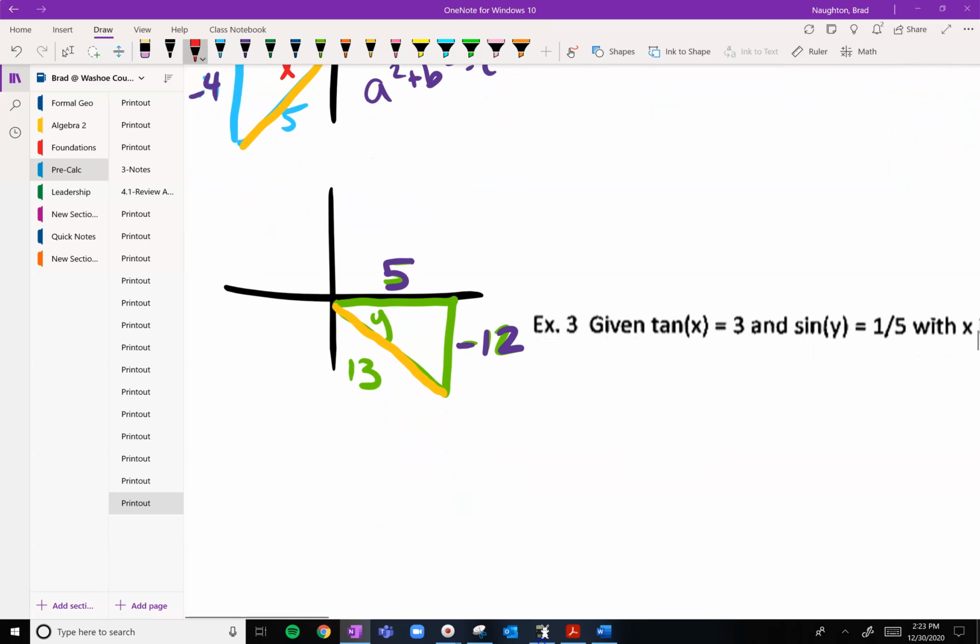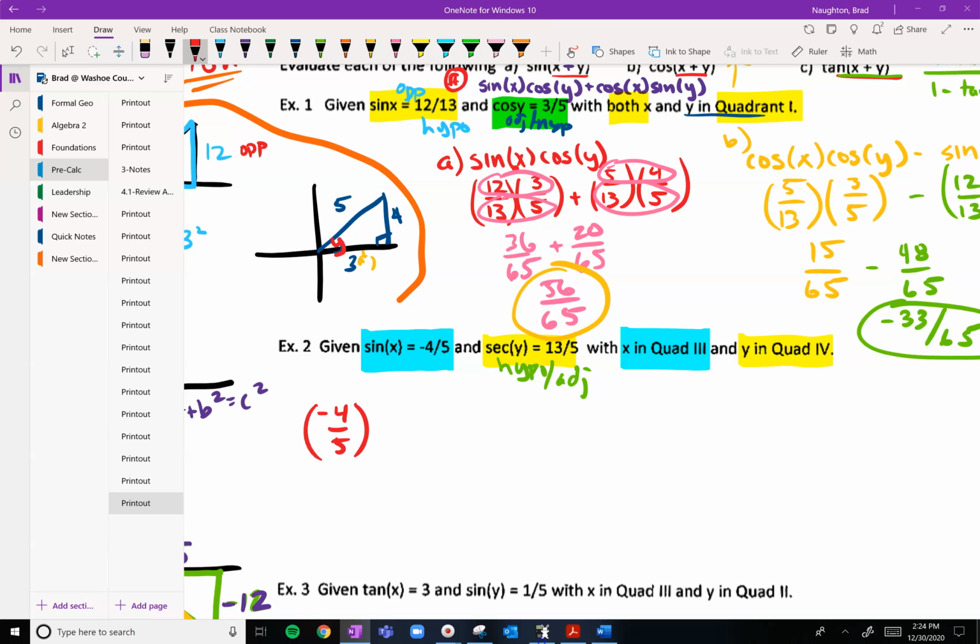Okay, so again, we're going to go up to use these same 3 formulas again. So this is our first one for A. We'll make this an A, a B, and a C. Alrighty. So we have sine of x. So that's negative 4/5. And then we have cosine of y, which is 5 over 13.